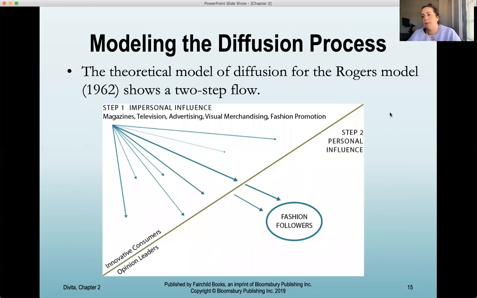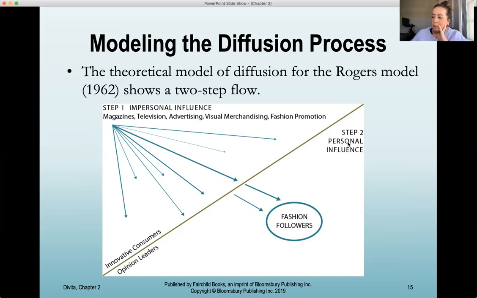Modeling the diffusion process. The theoretical model of diffusion for the Rogers model shows a 2-step flow. Step 1 is impersonal influence. Impersonal influence is anything that we see in the media, or done by retailers. So this is an ad in a magazine, or people wearing the innovation in your favorite TV show, or an advertisement at a bus stop, or the mannequins at your favorite luxury retail store. All of these things are pushing innovative consumers to adopt the innovation.